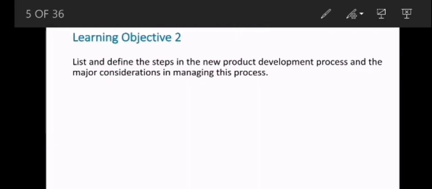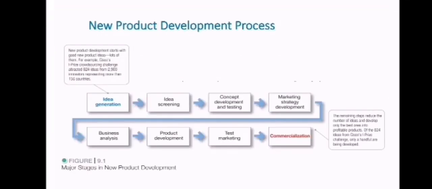Okay, now LO number 2. List and define the steps in the new product development process and the major considerations in managing this process. A company must carry out strong new product planning and set up a systematic, customer-driven new product development process for finding and growing new products. Figure 9.1 shows 8 major steps in the process. Product ideas. New product development starts with good new product ideas, lots of them.